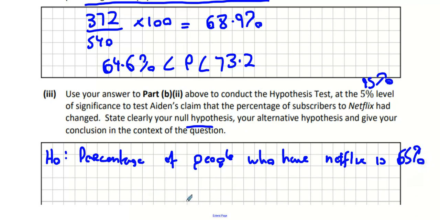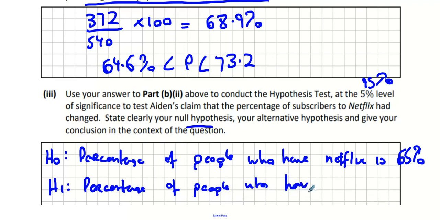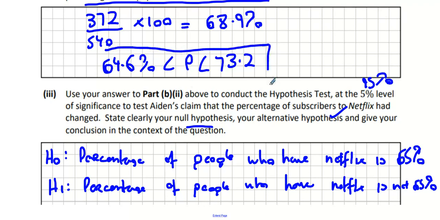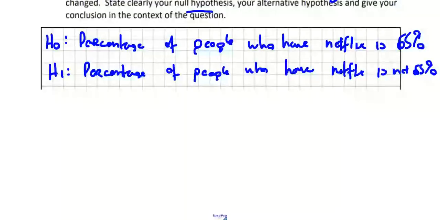And the alternative hypothesis is percentage of people who have Netflix is not 65%. Now, is 65% in this confidence interval? Yes, it is.